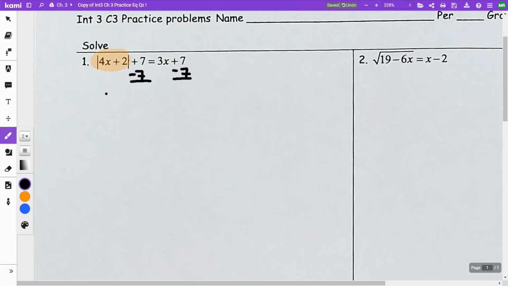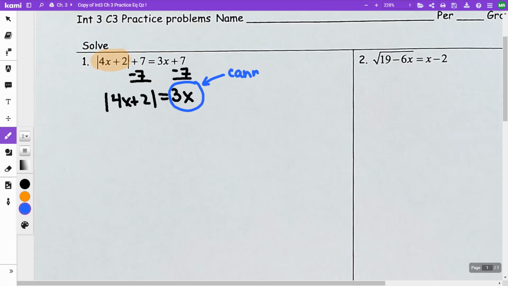And I'm going to get the absolute value of 4x plus 2 is equal to 3x. At this point, you want to check to see what's on the other side of the equal. Remember, for an absolute value, this cannot be negative. It could be 0. It could be a positive. It just cannot be negative. So I need to check my answers to make sure that they don't make that 3 times x negative.